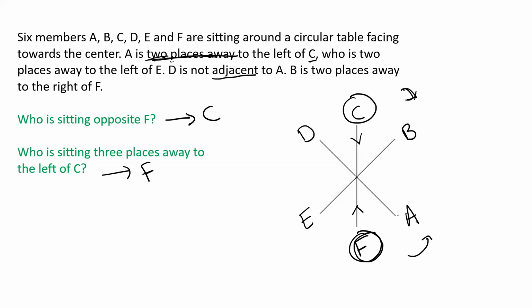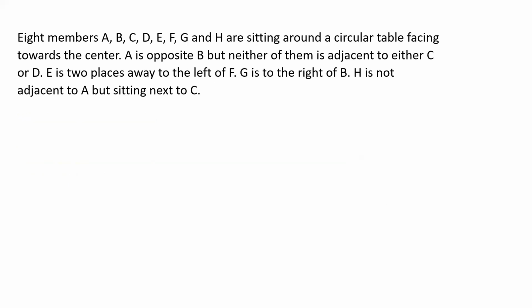That brings me to the next question now. Let us discuss another question on circular arrangement. Now, the question is about 8 members. 8 members, A, B, C, D, E, F, G, and H are sitting around a circular table facing towards the center. A is opposite to B, but neither of them is adjacent to either C or D.